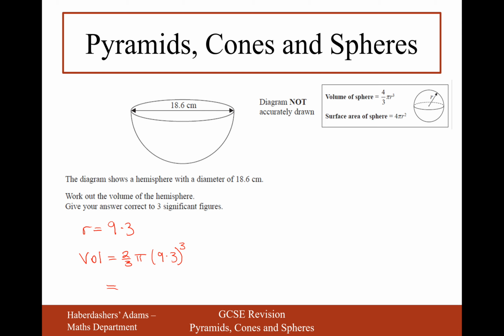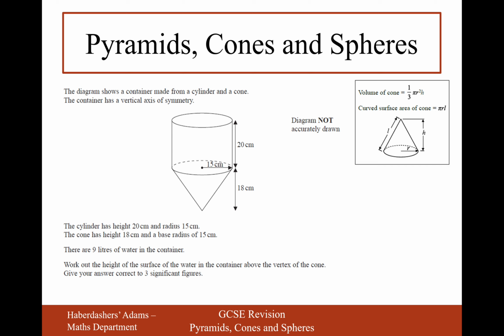So let's grab our calculator and type this all in. 2/3 times pi times 9.3 cubed. And that gives me, to three significant figures, 1680 centimetres cubed. That one was not too bad at all. Work out the radius, work out the volume. Okay, let's move on to the next question. Pause the video and give this one a go.